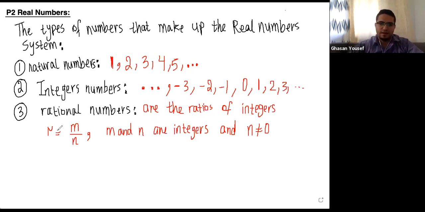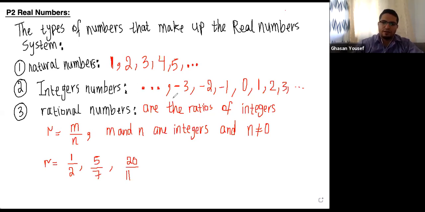So I can define the rational numbers as R equal M over N, where M and N are both integers, but N cannot be 0. Why? Because if I divide by 0, it gives me an undefined number. I cannot divide by 0. So examples of rational numbers: R equal 1 over 2, 5 over 7, 20 over 11. These are rational.